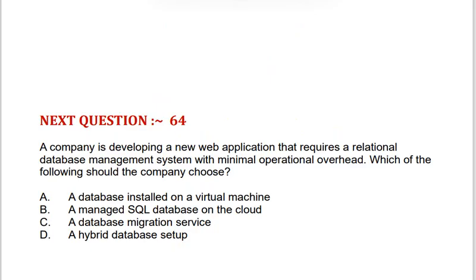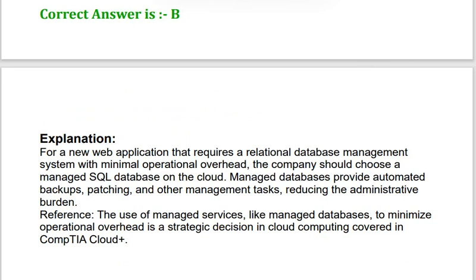Our question is, a company is developing a new web application that requires a relational database management system with minimal operational overhead. Which of the following should the company choose? Option A, database installed on a virtual machine. Option B, a managed SQL database on the cloud. Option C, a database migration service. Option D, a hybrid database setup. Correct answer is option B.